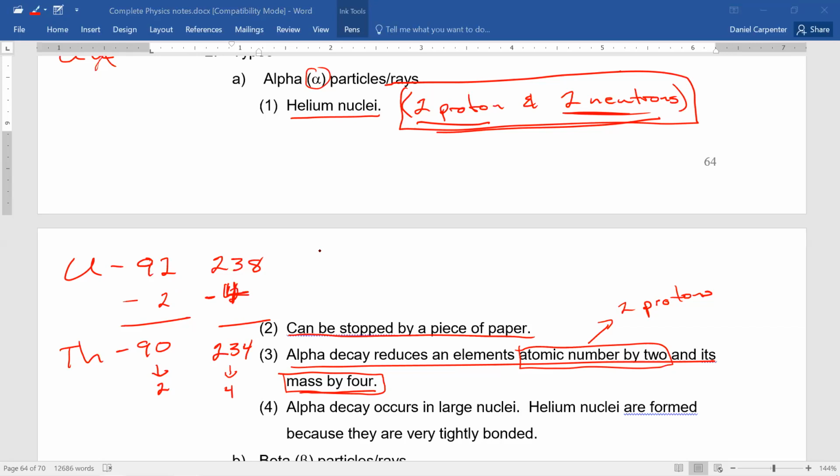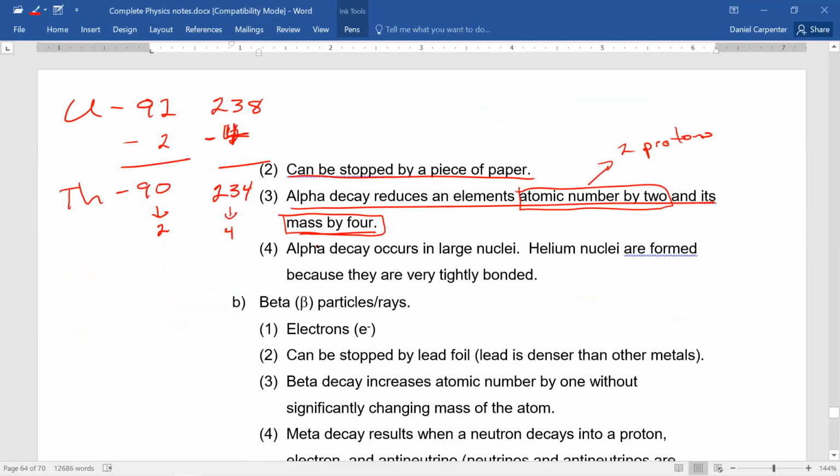Except it's not quite that simple, for reasons we'll get to in a minute. And it doesn't keep going forever, because once it reaches lead, it's stable for whatever reason. Lead is very, very stable. It'll continue decaying until it reaches lead, but it's not just minus two, minus two, minus two, for reasons that'll come up in just a minute. Notice that alpha decay occurs only in large nuclei. And why helium? Apparently helium is a very tightly bonded nucleus and it's a favorite.